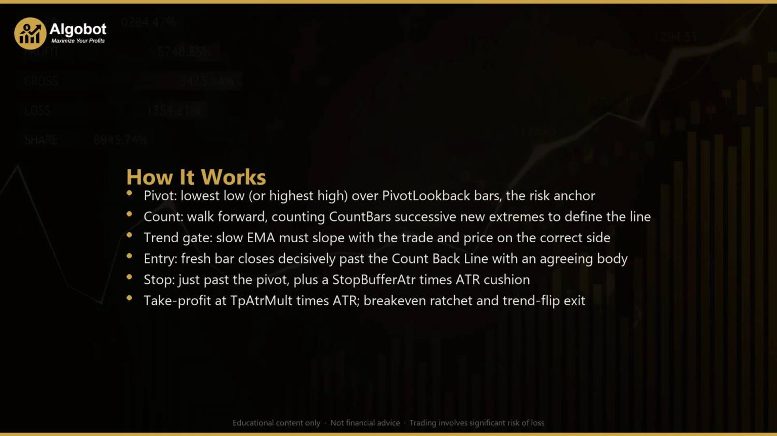A break-even ratchet pulls the stop to the entry price once price has advanced 1 ATR in favor, so a winning position isn't easily given back. And a trend flip exit closes the position early if the regime moving average turns against it. The short side simply mirrors all of this, working from a pullback high, successive lower lows, and a downward sloping average.